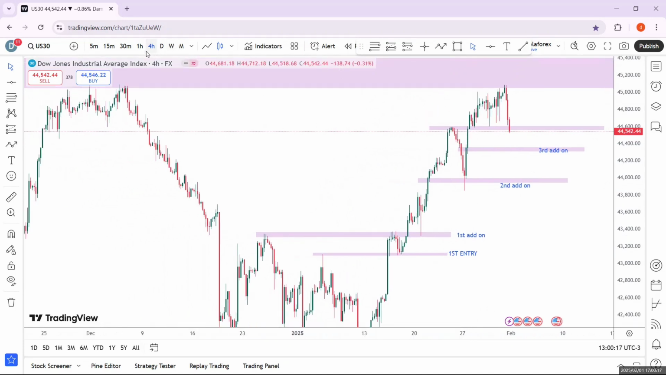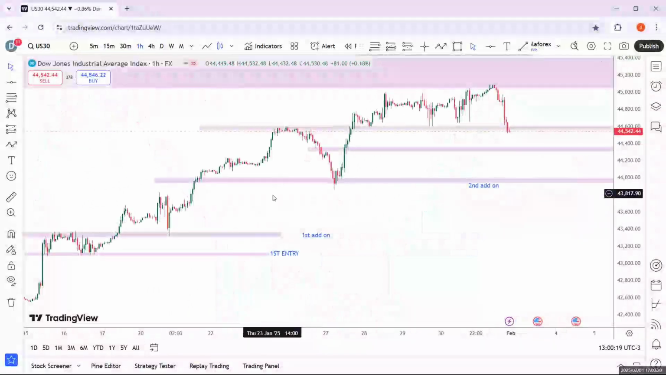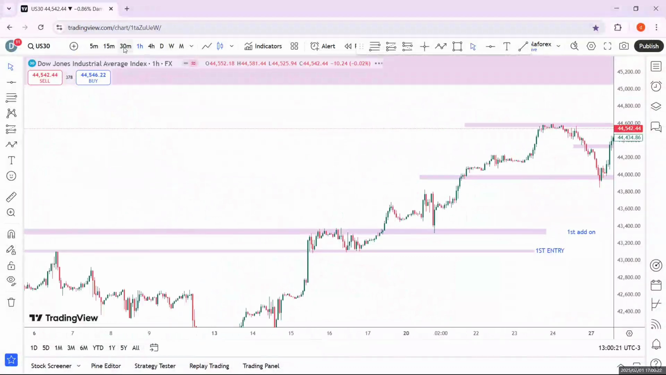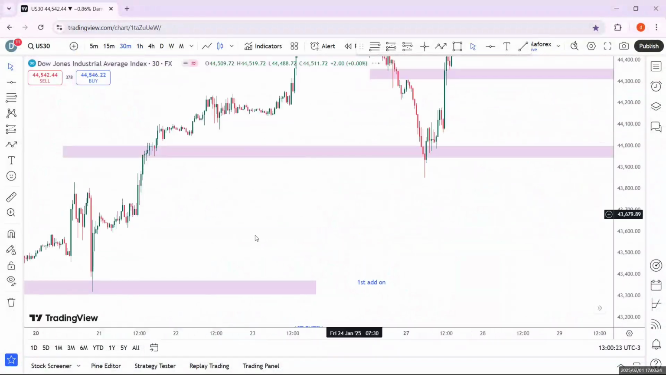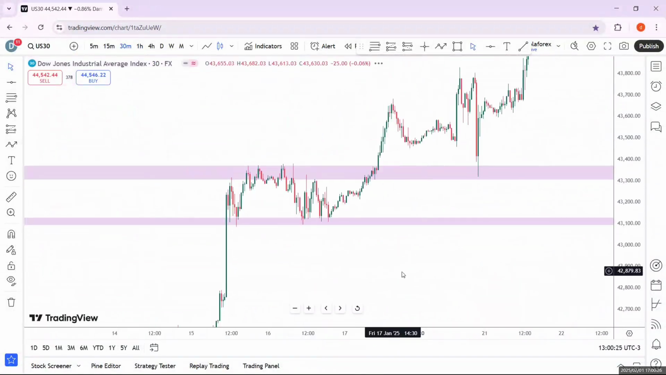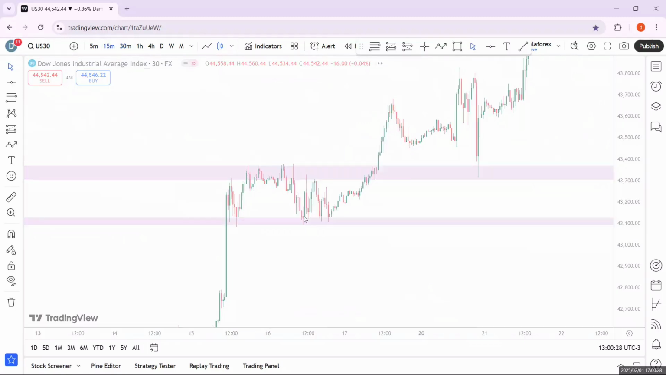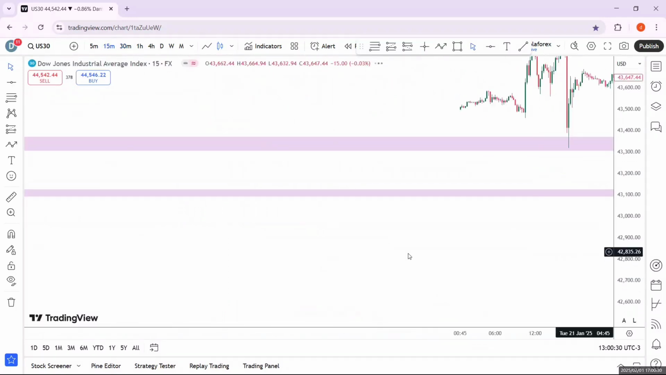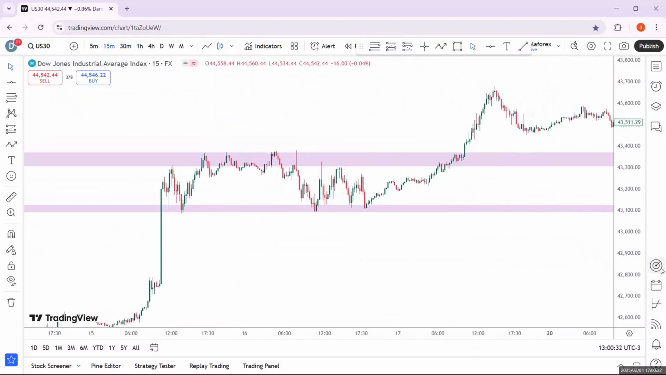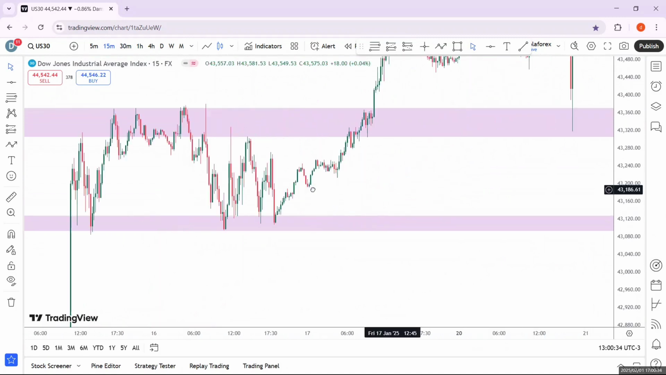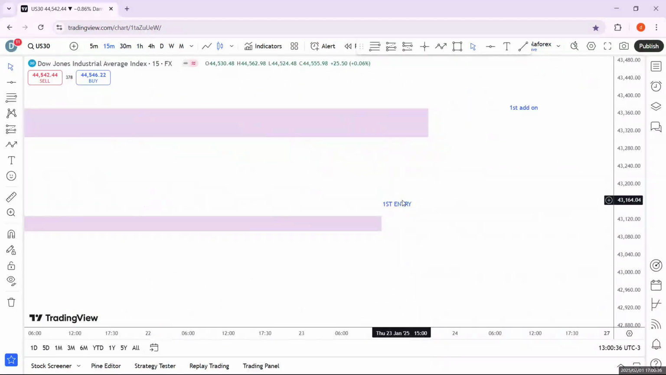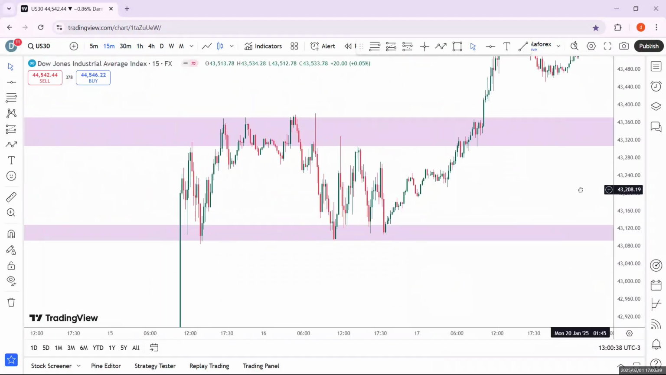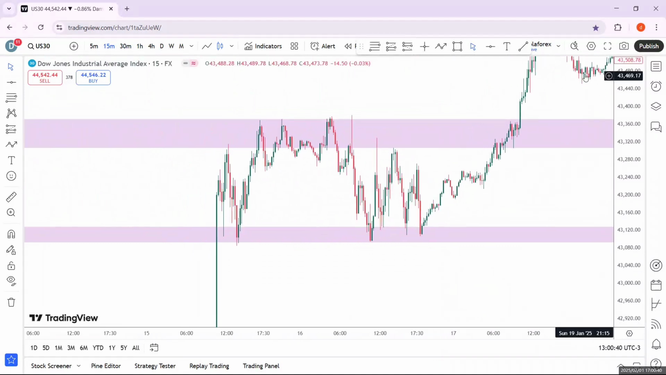Okay, so let's go to the 1 hour time frame and keep taking it down to even as low as the 30 minutes and the 15 minutes time frame to look at where we would have added on. Okay, so now let's go on to the 15 minutes time frame. First of all, this was the original entry. We can see this is the first entry. So we have the first entry gotten.